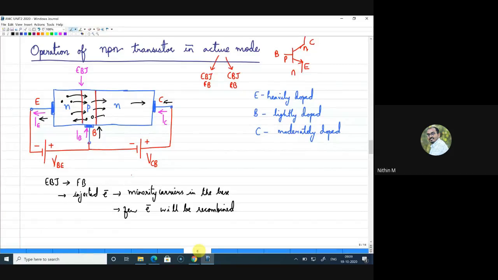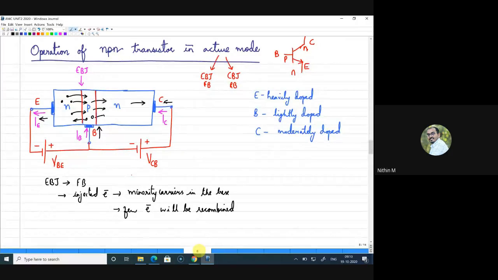All the 3 regions, emitter, base, and collector, are doped selectively. Selectively in the sense, emitter is doped very heavily, base is doped very lightly, and collector is doped moderately. And this is maintained in order to ensure the proper operation of the device. So under this case, we discussed the active mode of operation of an NPN transistor, because that is the mode which we use for amplification.